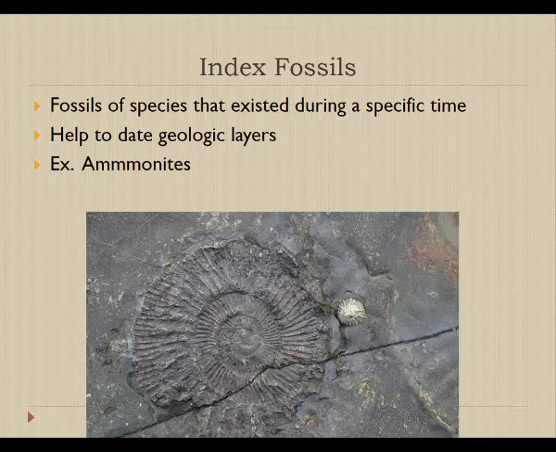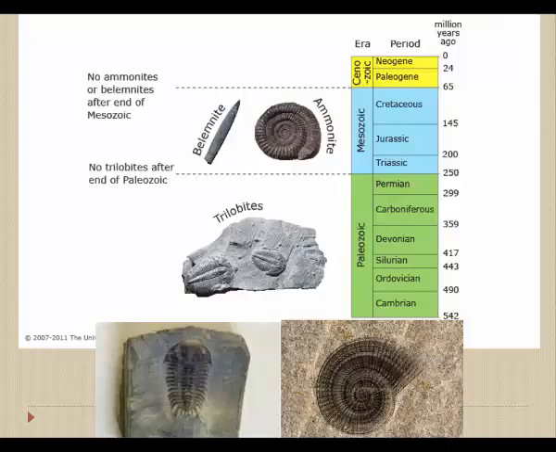So ammonites are one of the most famous and most beautiful fossils that we see out there. Here's a picture of an ammonite. And ammonites are Mesozoic era organisms. So if a layer has an ammonite in it, it must have formed during the Mesozoic era. Other famous index fossils include things like trilobites. Trilobites existed at an earlier time compared to ammonites. They existed during the Paleozoic era.